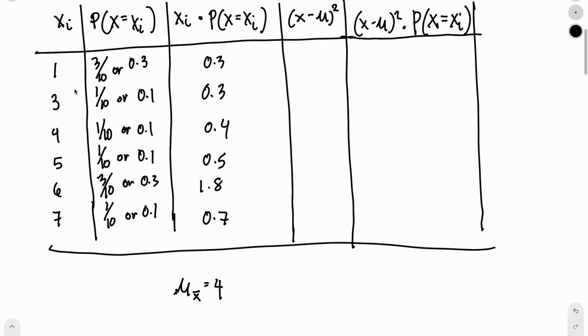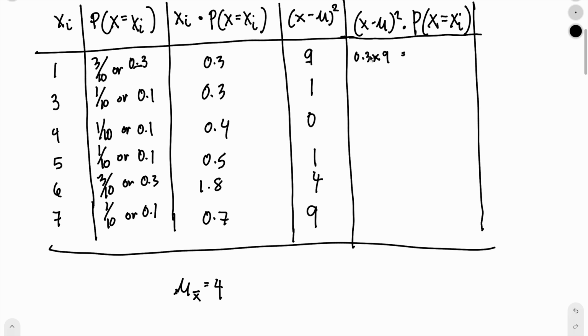Then 1 minus 4 is negative 3, then you square it, you have 9. And so on, you have these values. 3 minus 4 squared is 0. 5 minus 4 squared is 1. 6 minus 4 squared is 4. And 7 minus 4 squared is 9 again. Then you multiply these values by their probabilities. So you should have 0.3 times 9.